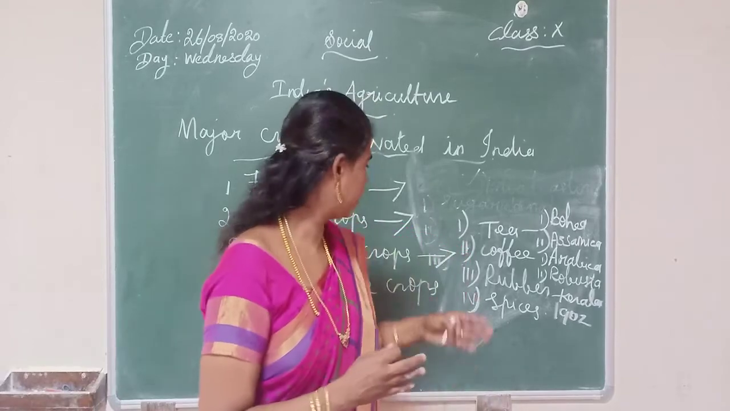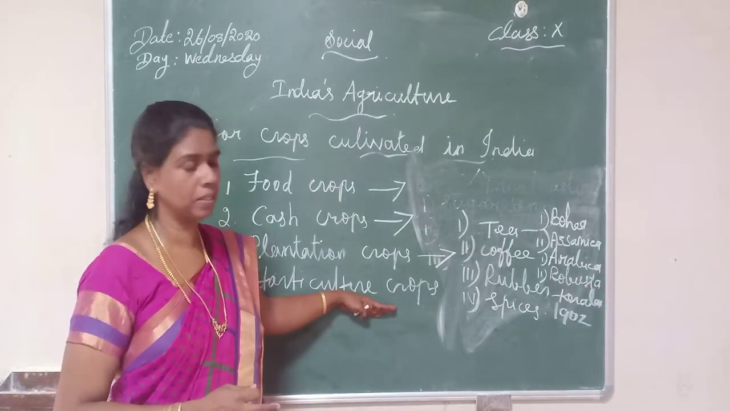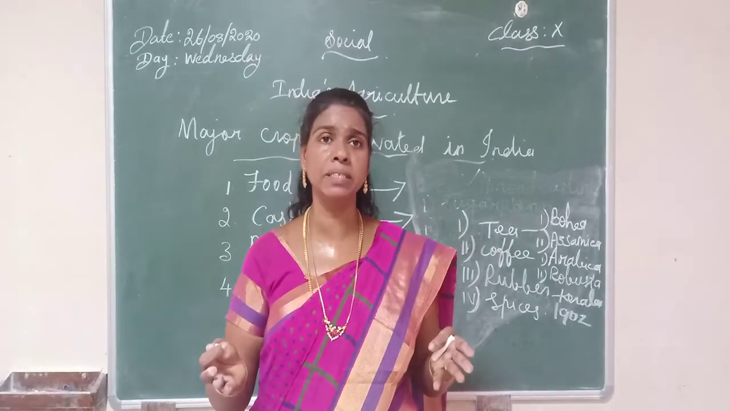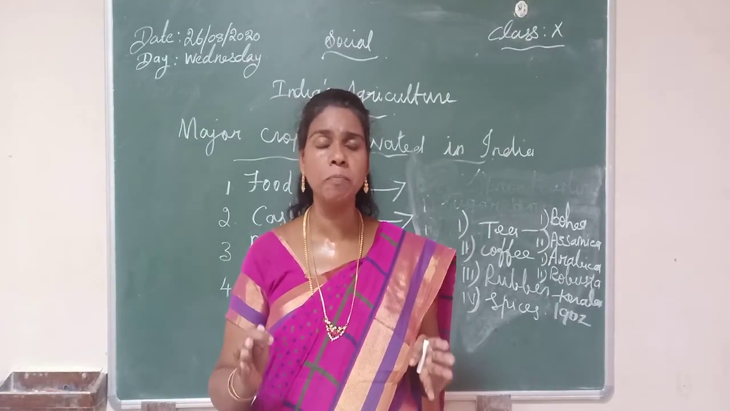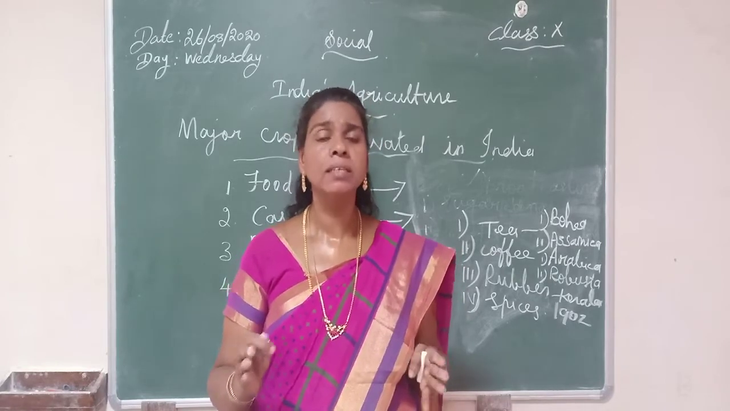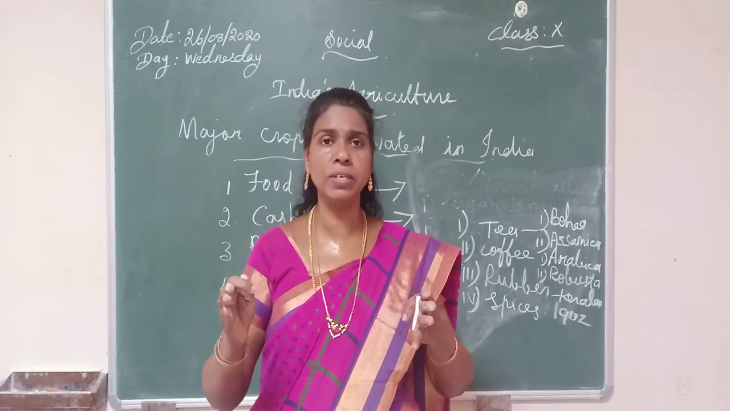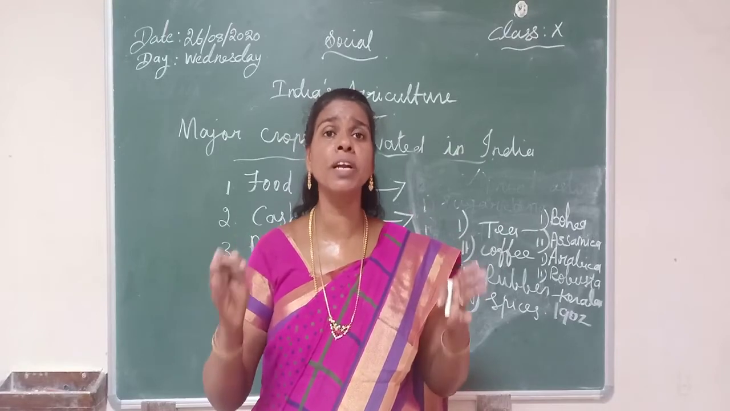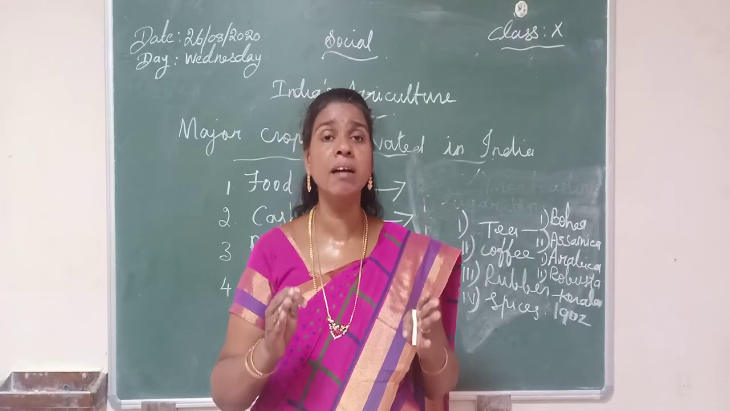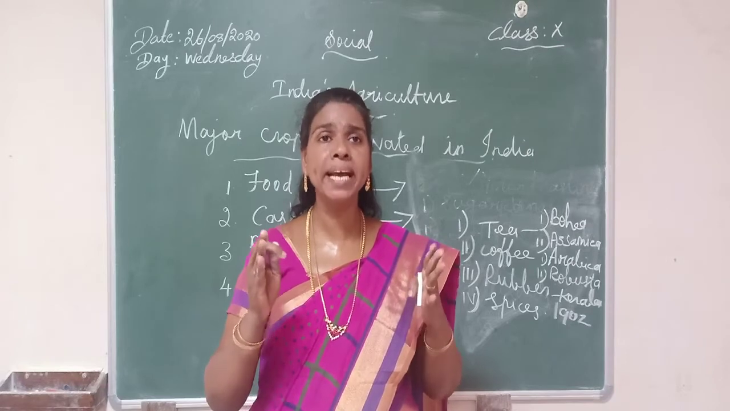Okay, then the next crop is horticulture crops. The last one is horticulture crops. It refers to the cultivation of flowers, fruits and vegetables. In India, some states cultivate fruits, vegetables and flowers. India is in second position for cultivation of fruits and vegetables. Some of the fruits cultivated in India, for example, the important fruits are apple, orange, grapes, banana, etc.